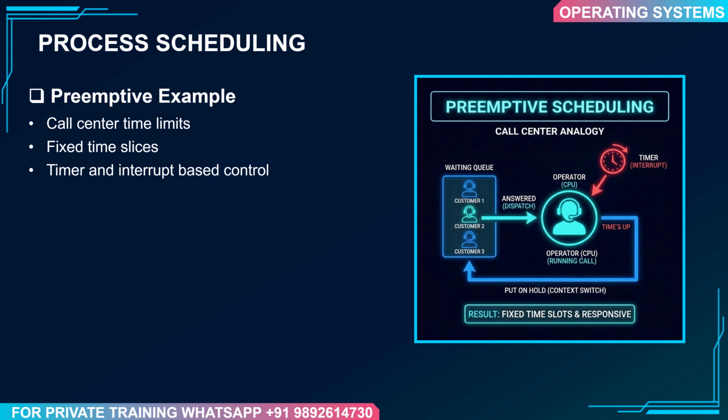Think of a call center where each customer is allowed to speak for only a fixed amount of time before the call is put on hold and another customer is answered. Even if someone has more to say, they must wait for their next turn. This is similar to preemptive scheduling. The operating system uses timers and interrupts to regain control of the CPU and decide who runs next.